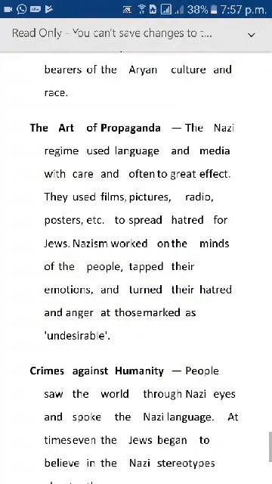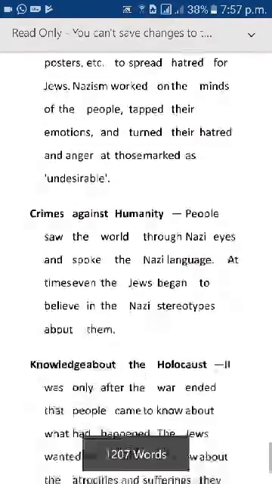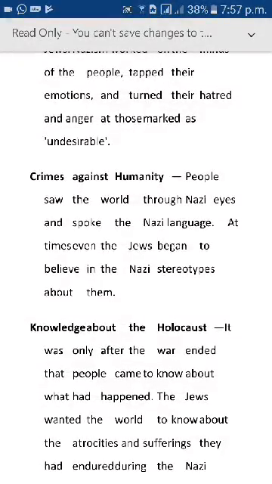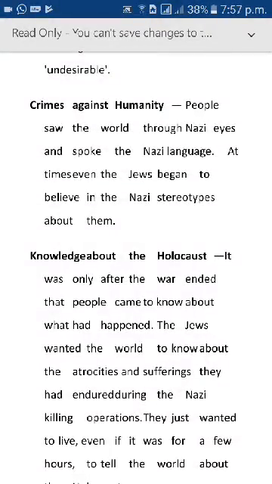Then comes the art of propaganda. The Nazi regime used language and media with care and often to great effect. They used film, pictures, radio, posters, etc. to spread hatred for Jews. Nazism worked on the minds of the people, tapped their emotion, and turned their hatred and anger at those marked as undesirable. The crime against humanity. People saw the world through Nazi eyes and spoke the Nazi language. At times, even the Jews began to believe in the Nazi stereotypes.